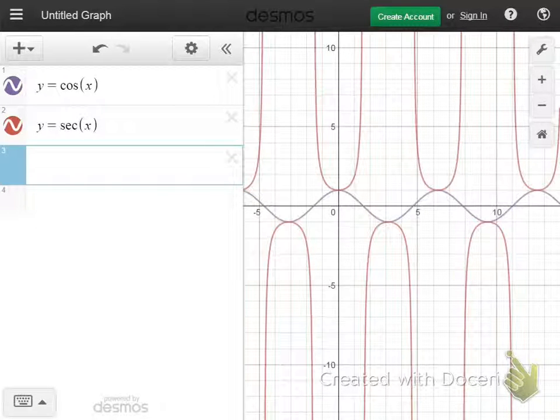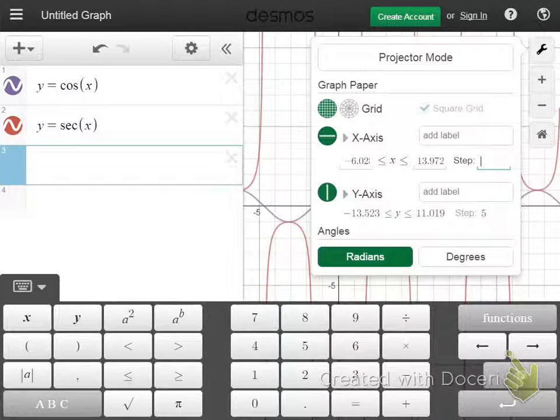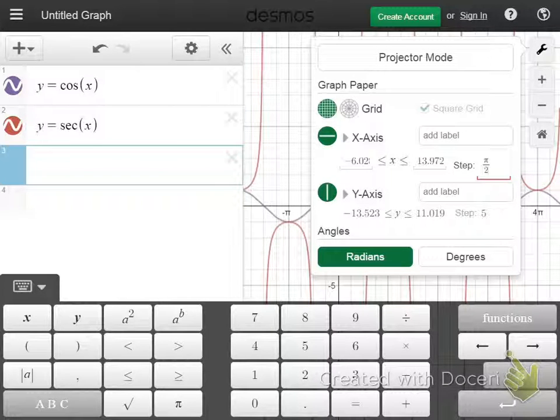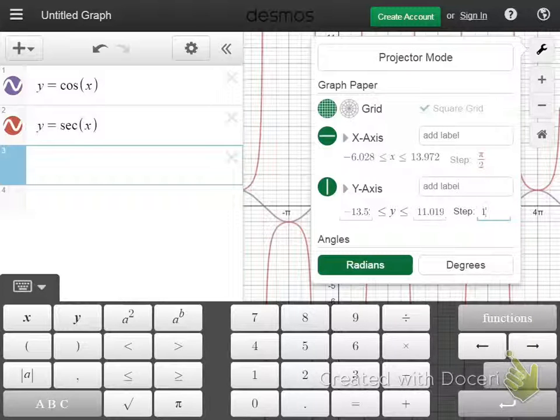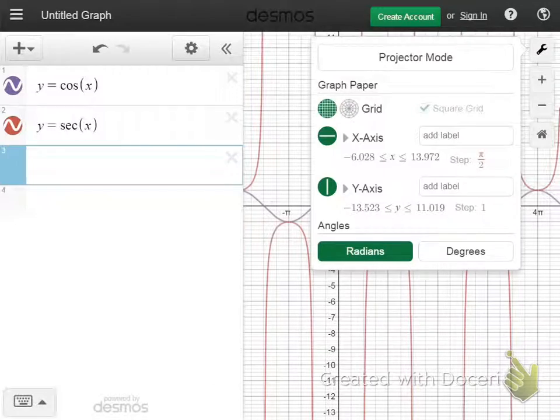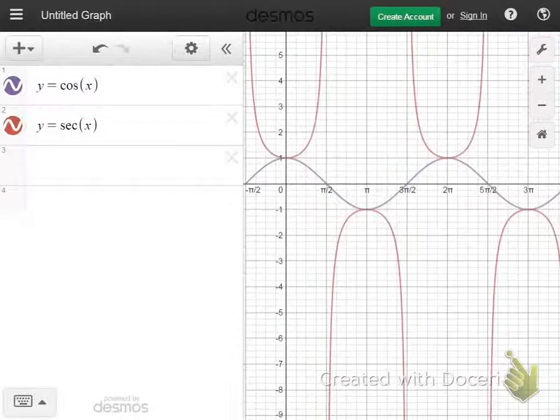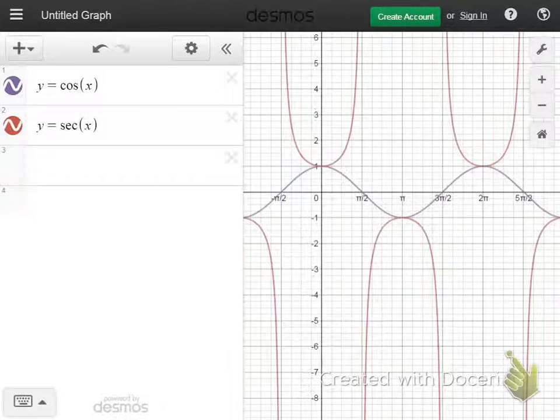Okay, so then we looked at Desmos to compare the original functions that we're used to with their reciprocal function. So this is cosine and secant. I can change on the graph my step for the x-axis. I probably want to change that to pi over 2. And then my step for the y-axis, I'm going to change that to 1, just so I see all those values.